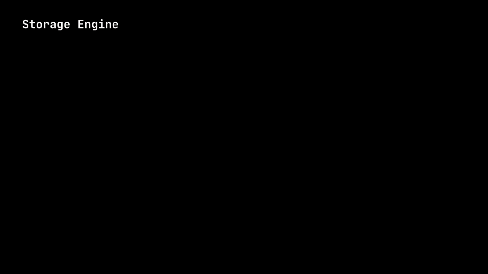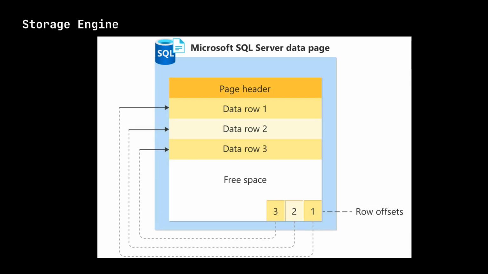Now let's zoom into the storage engine and understand how relational databases actually store data on disk. At the lowest level, a relational database does not store individual rows directly on disk. Instead, data is stored in fixed-size units called pages. A page is the smallest unit of I/O between memory and disk, not a row. Each page starts with a page header, which contains metadata such as the page ID, page type, free space information, and internal pointers. This header allows the database engine to understand what kind of data the page holds and how to interpret it. Below the header, we have the actual data rows.